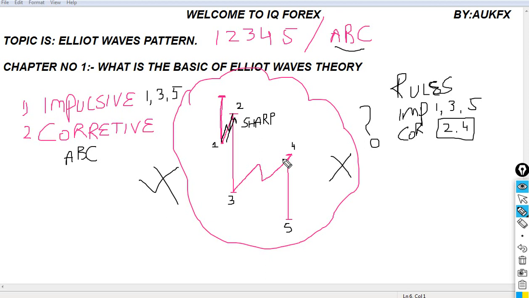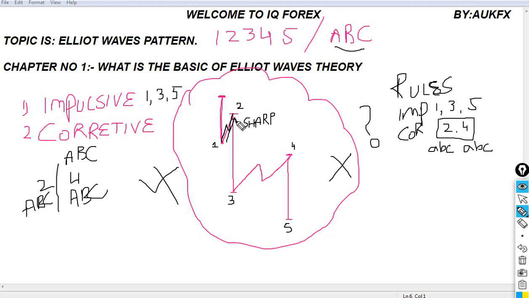So we will name it a correction, and we know that the correction part is ABC, so in wave 2 we have ABC. I am telling you this in an easy way. And in wave 4 we also have A, B and C. Now this is the rule: the rule is that waves 2 and 4 have A, B, C in them. We just have to give them names according to the waves.